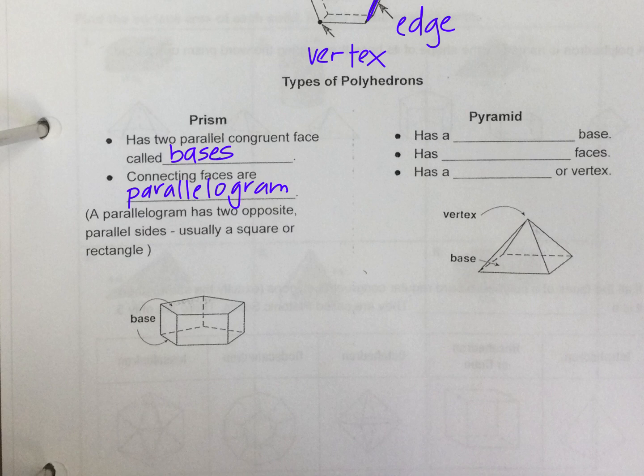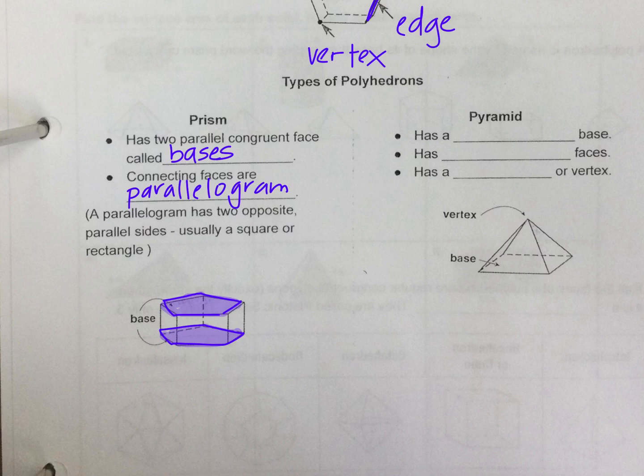The bases are not those parts. The bases are these. In this, it happens to be the bottom and the top, but it's the part that only has 2 matches. So this is not a rectangle. This is a pentagon, and this is a pentagon. So those are its bases. A prism you can set either way. It doesn't matter. It's going to sit up.